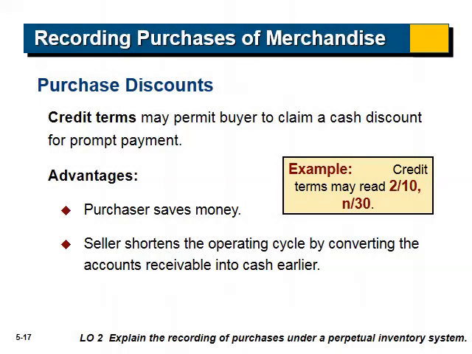A purchase discount is what happens when you buy on account. You use credit from your supplier, and they give you a discount for paying early. And so what happens is the purchaser saves money because you get a discount, and the seller shortens the operating cycle because they get their cash earlier. So it kind of both sides win.